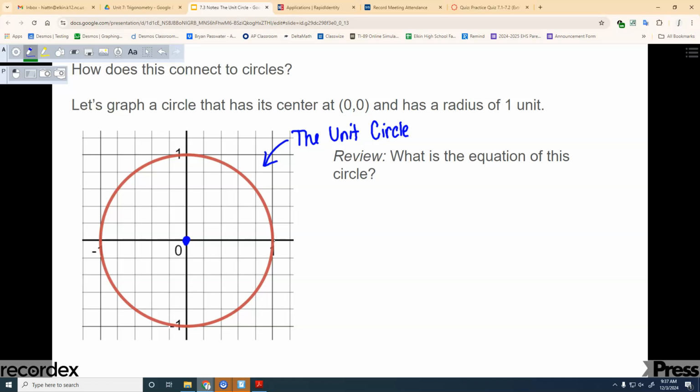Okay, who can tell me how to write the equation of this circle? This is a review. This is from the last unit. Remember, it was (x minus h) squared plus (y minus k) squared equals the radius squared, our equation of a circle. So for this one, how would we write it? What do you think, Jonas?